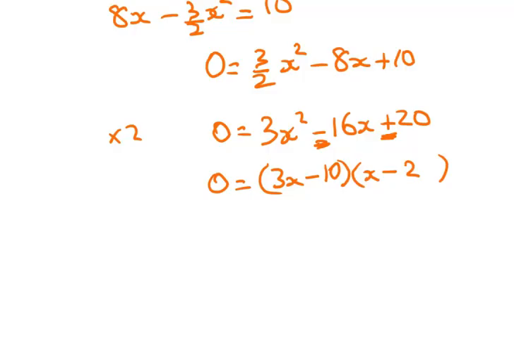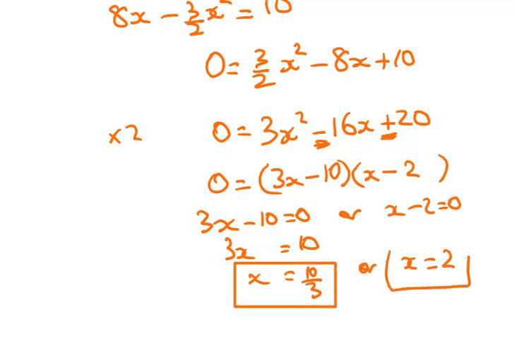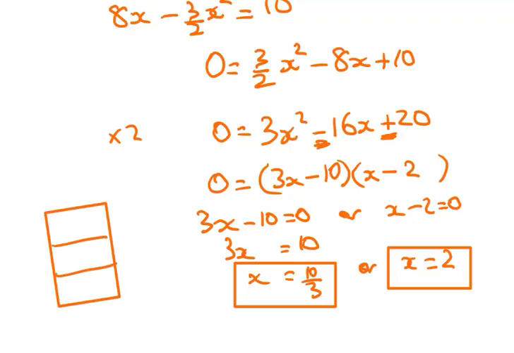Let's check that it works. I've got 3x² minus 10x minus the other 6x plus 20. So that's looking good. Right, so the last step here is to solve each of those. We have 3x minus 10 equals 0, or x minus 2 equals 0. 3x equals 10, x equals 10 over 3, or x equals 2. So that's saying that there are 2 possible values for the width of that netball field.